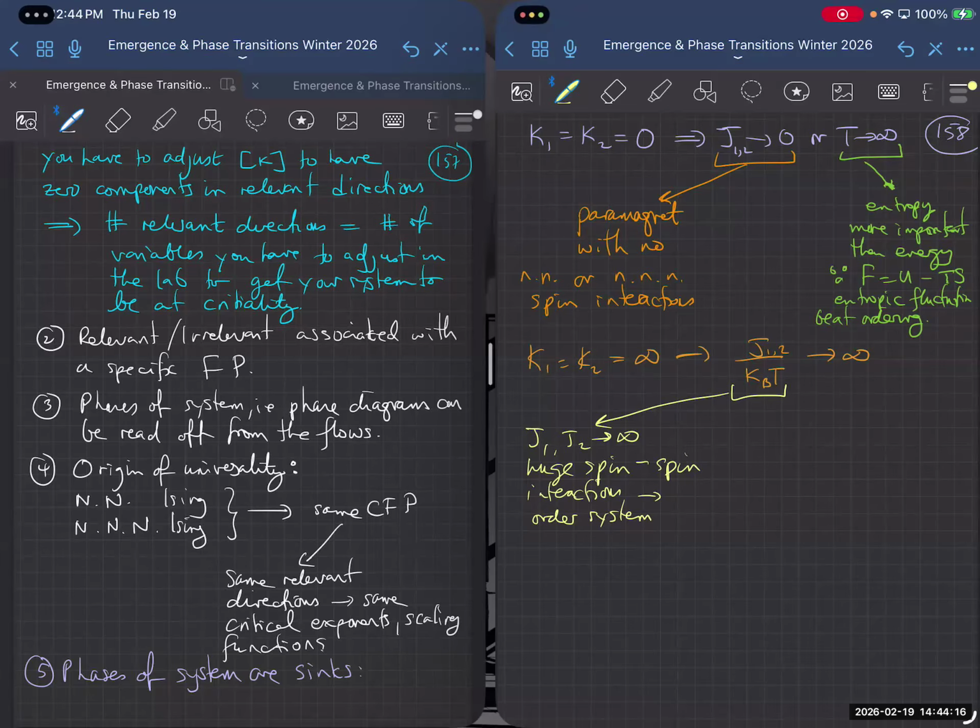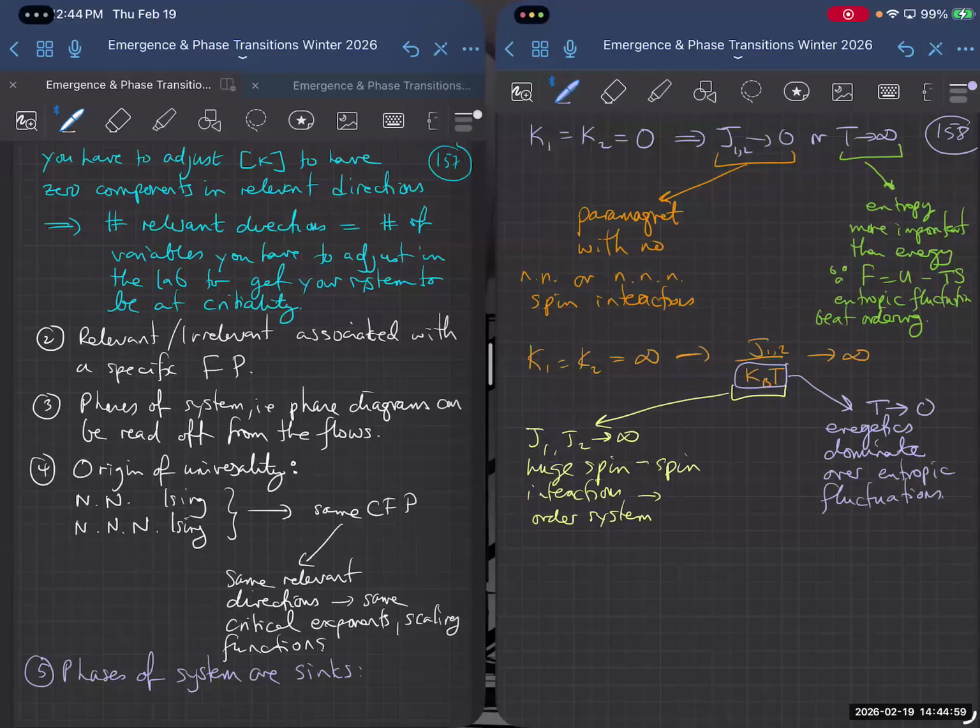And on the other hand, if I think about the T going to zero behavior, then the energetics dominate over the entropic fluctuations. So this renormalization group picture is a very different interpretation of what we already knew and learned from on your mother's knee about energy and entropy competing at phase transitions.